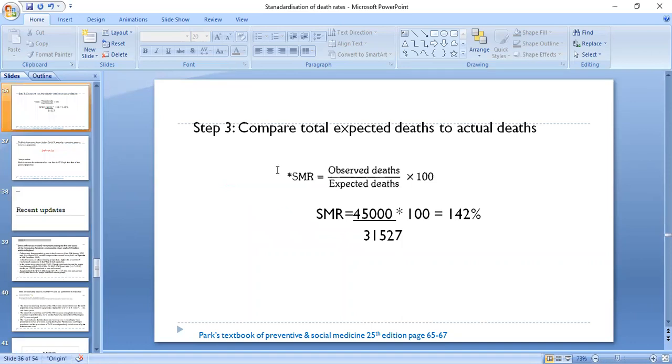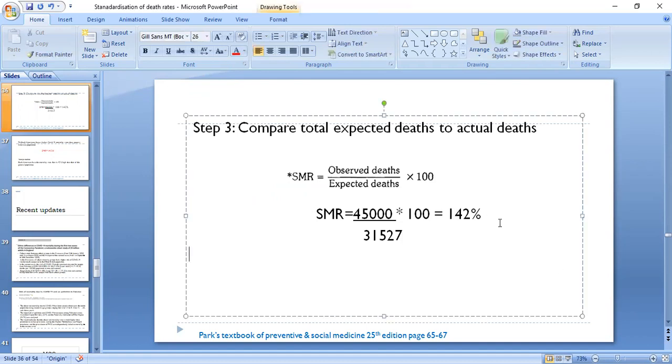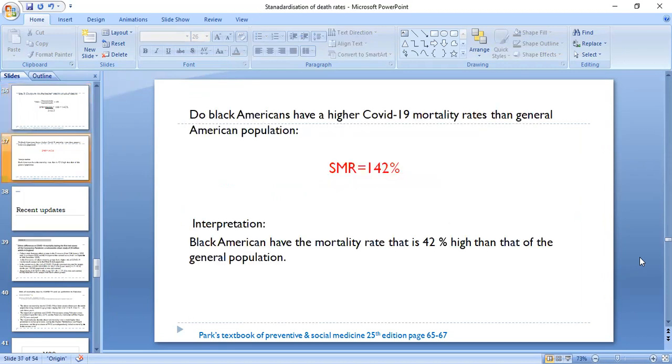Then we calculate the standardized mortality ratio. In this example, the standardized mortality ratio is 142%. So how do we interpret this? Do Black Americans have higher COVID-19 mortality rates? The interpretation is that Black Americans have a higher mortality rate, 42% higher than that of the general population.